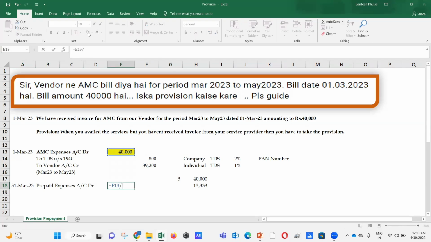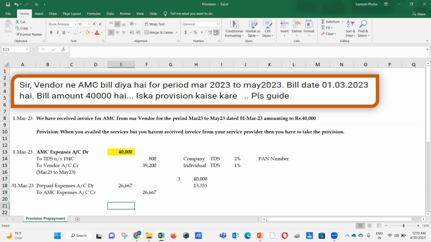This is going to be divided by 3 into 2. That's this much. Okay. To AMC expenses account credit. That's going to be 26,667. Now, if you see how much you actually debited in P&L, that's 40,000 less 26,667, so that's 13,333. That's the actual expense pertaining to March.